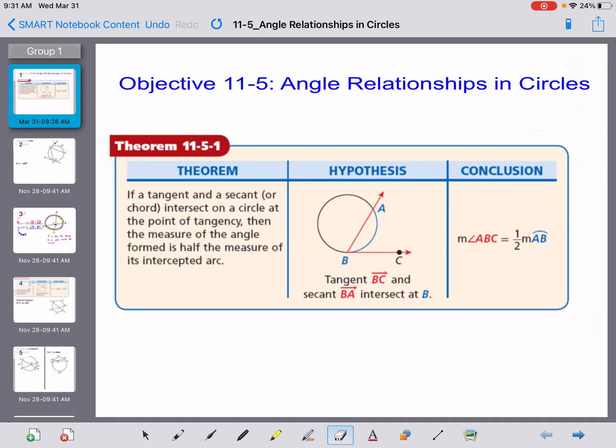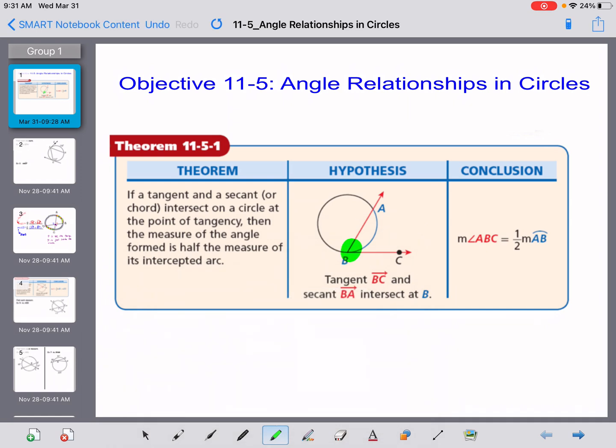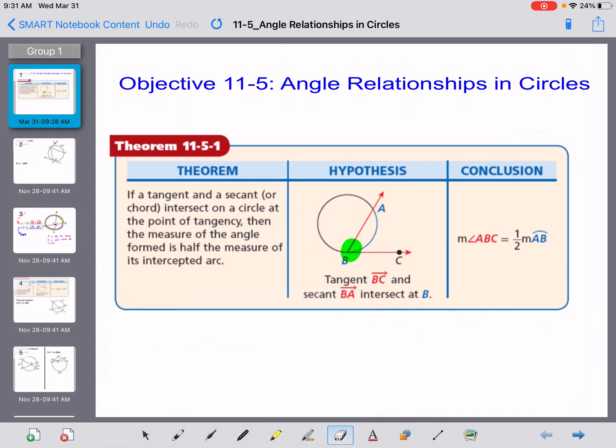All right, now we're going to discuss 11.5 and some more angle relationships in circles. So here we have a tangent BC to that circle, and then we have the secant that goes through the circle. When we have this kind of setup, this angle will be half of the arc. It's the same thing, it just looks a little different. Angle equals half of the arc.